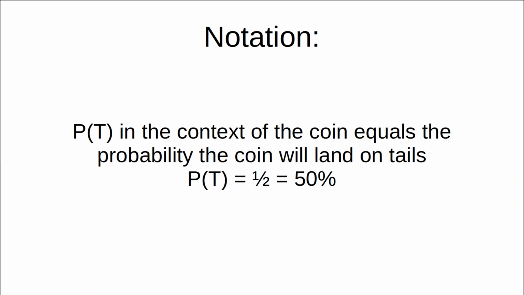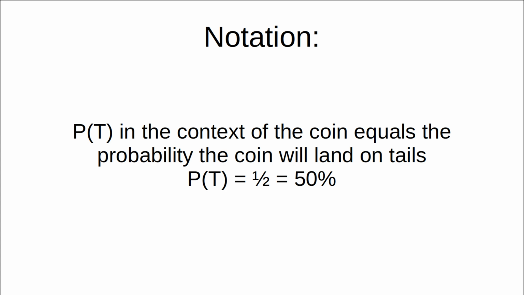About some notation. I already talked about percent, but another thing I want to talk about is the way you write the probability of something. So P of T, in the context of the coin flip, means the probability that the coin will land on tails, T for tails. So P of T equals 50%.